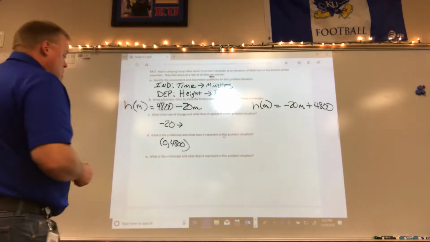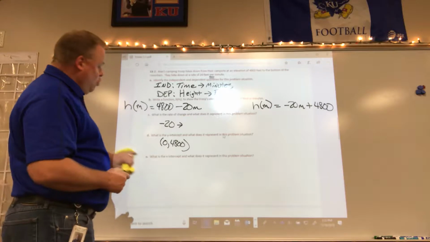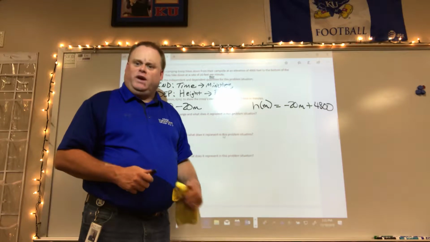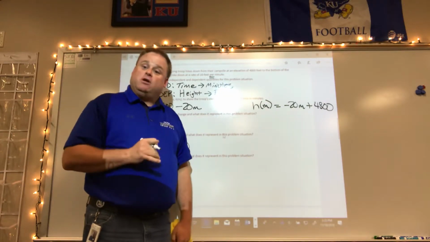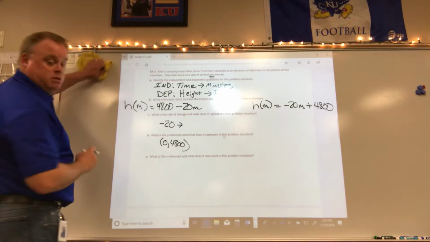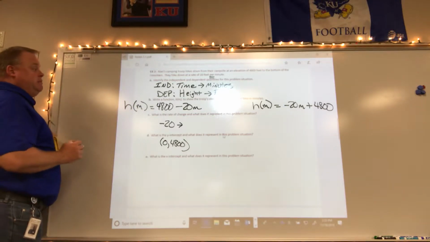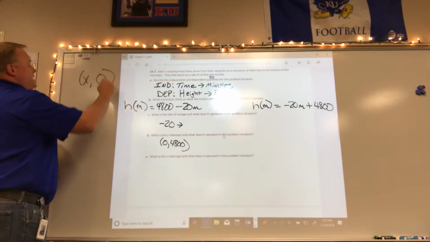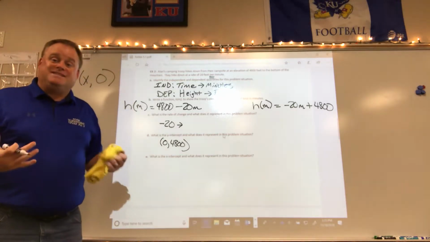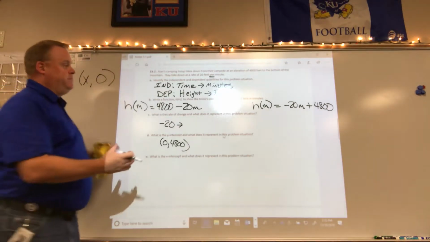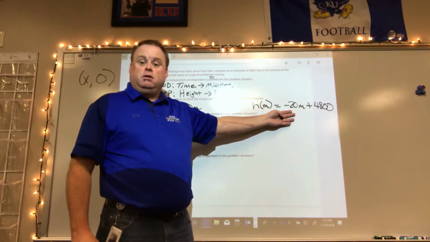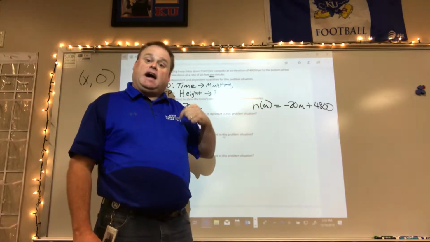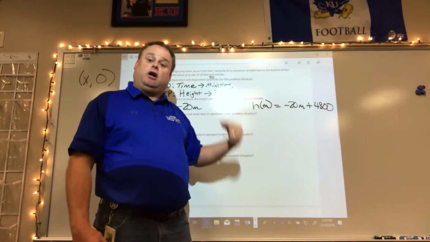Okay, so the next question. What is the x-intercept and what does it represent in this problem situation? Remember, I'm solving for x when y is 0. If this is my function right here, and I want to know my x-intercept, which means y has to be 0, I want to find out how much time it took to get off the mountain.